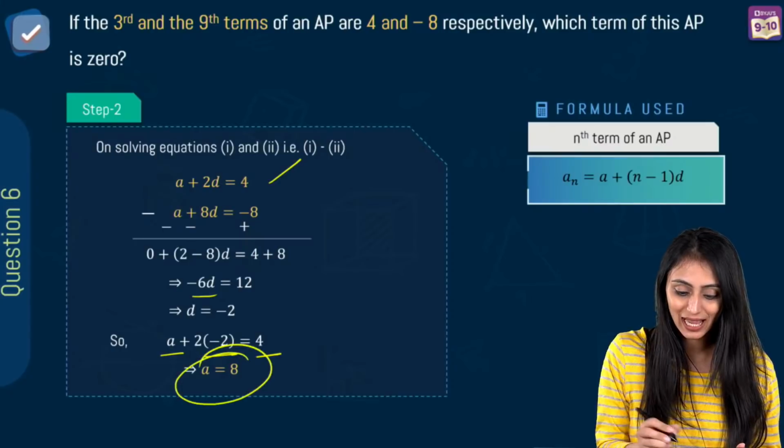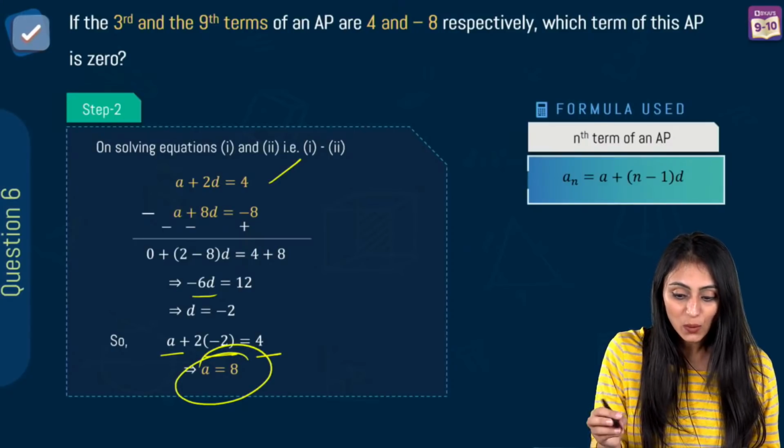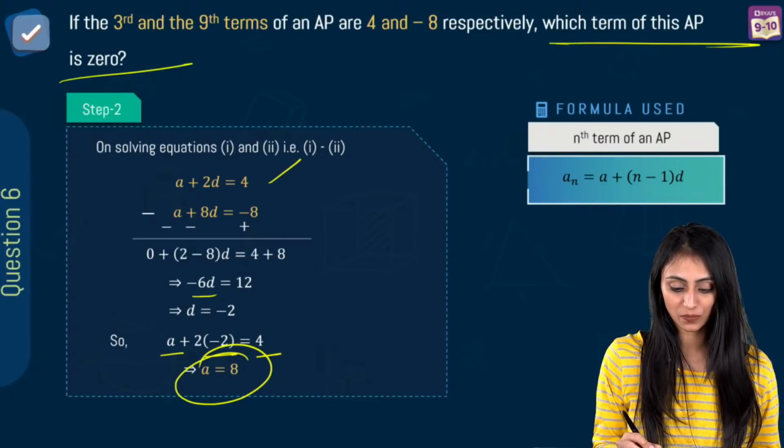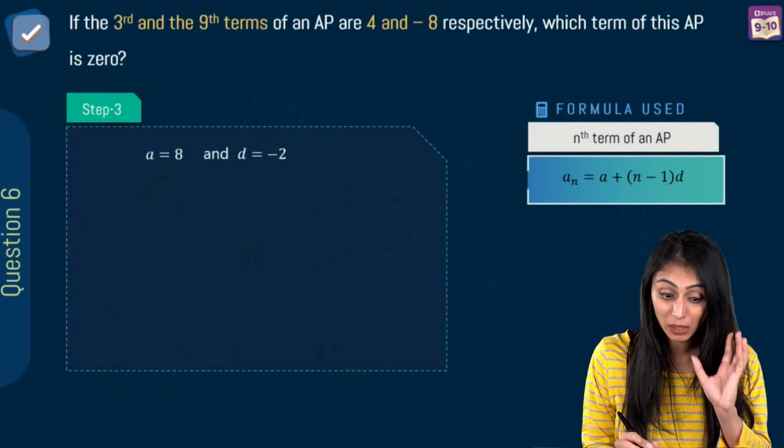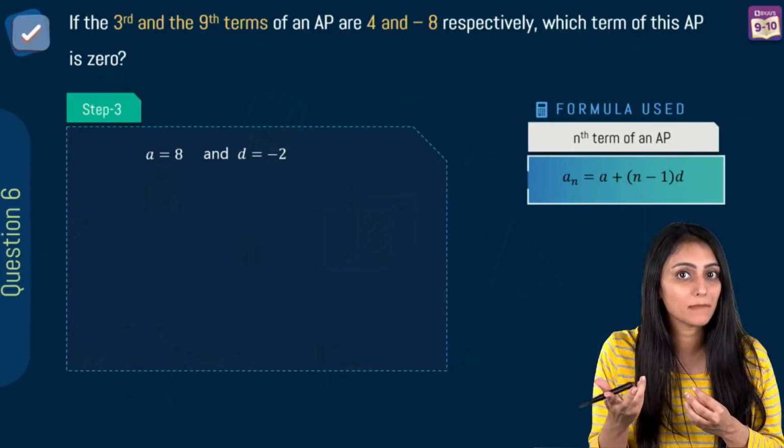What do you get? You get a as 8. So we have the first term. Question is saying which term of AP is 0? Some term of the AP is 0. We don't know what that term number is. Basically I need to find that term number, right?